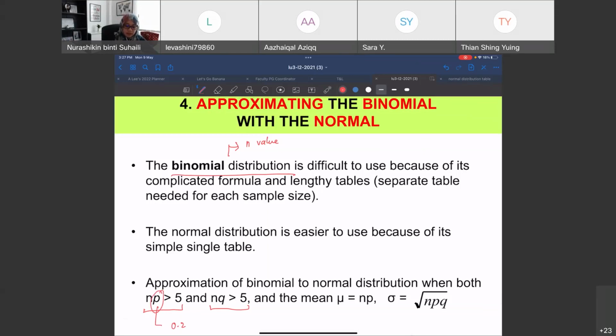So you have to check the values of n multiplied by p, and also n multiplied by q. This q is 1 minus p. Once you know p, you know q, because you just subtract p from 1. These two conditions must be satisfied before you approximate binomial using normal distribution. Both must be greater than 5. When you have checked that, and both are more than 5, only then you can proceed with the normal distribution. You proceed by finding the mean using this formula, and the standard deviation using this formula, square root of npq.